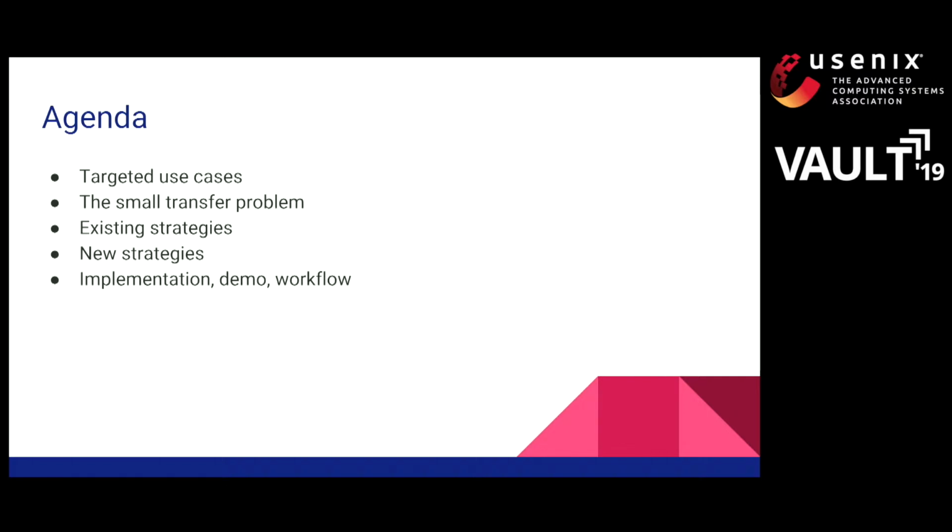So I'm going to first talk about the targeted use cases. I'm not going after all file system workloads, but a very specific subset of them. I'll talk about the problem. I'll talk about existing strategies that you'll find in Ceph and Gluster. And then talk about the work that came out of academia. And then I'll show this implementation that came out of the universities, give a demo, and most importantly, show you the workflow.